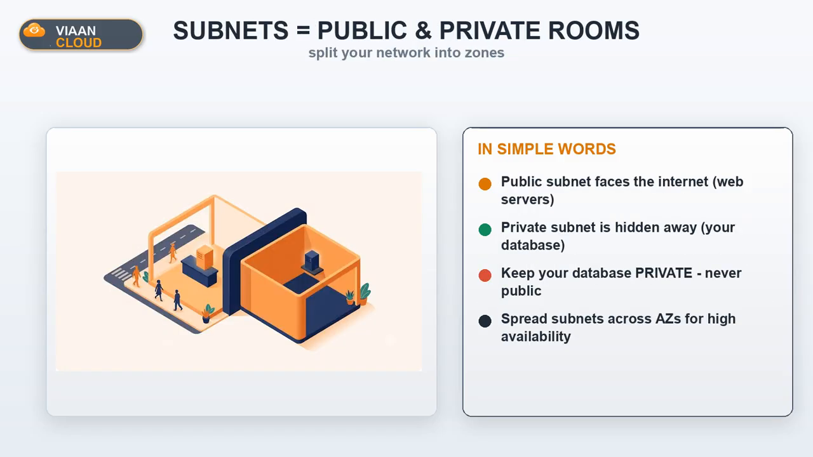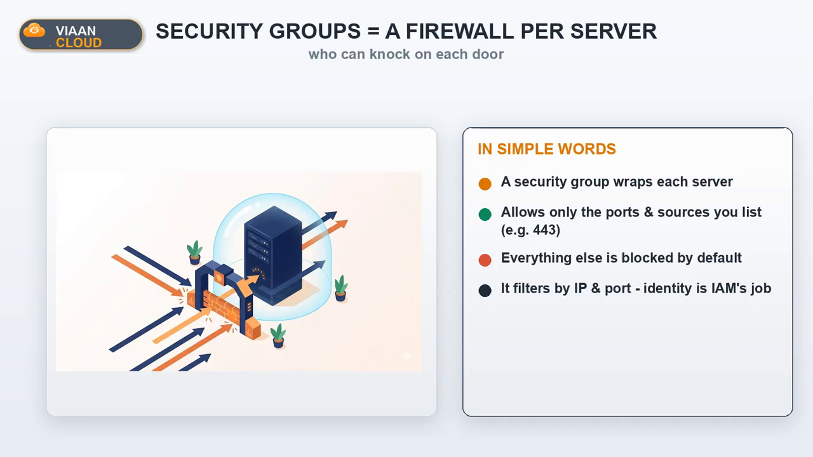You split that VPC into subnets, rooms in your building. A public subnet faces the internet for things like web servers. A private subnet stays hidden for sensitive things like your database. Rule of thumb, keep databases private, never public, and spread your subnets across 2 availability zones so a single failure can't take you down. Around every server sits a security group, a personal firewall.